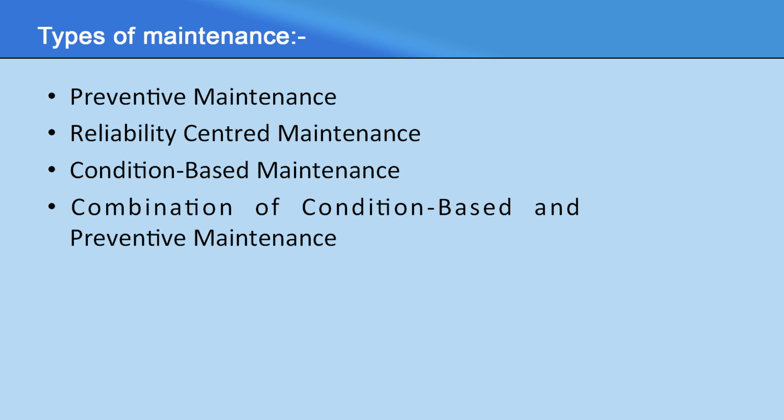Now let us discuss the types of maintenance. The first type of maintenance is preventive maintenance. Next is reliability centered maintenance. The third one is condition based maintenance. And the fourth one is the combination of condition based and preventive maintenance.